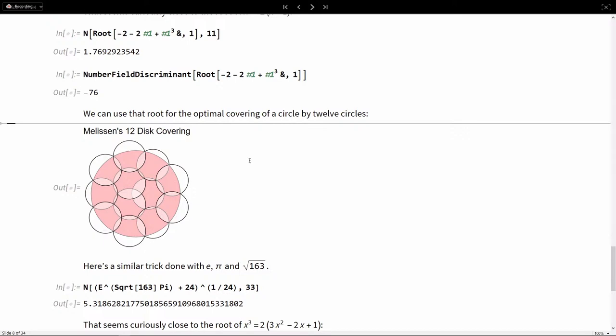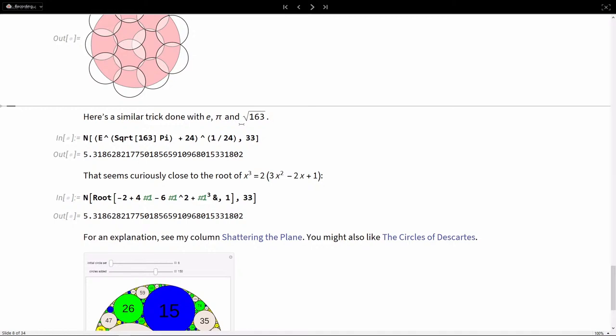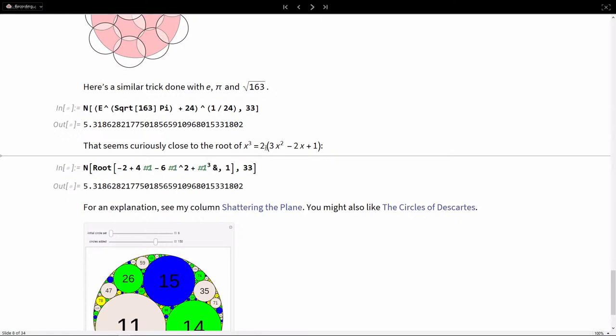Here's a similar trick with e to the pi times the square root of 163, which I'm sure many of you have seen. If you add 24 and take the 24th root, you get this value. And if you take a look at x cubed equals 2 times 3x squared minus 2x plus 1, you get the same value to 33 places. This is in the field of modular forms. This particular polynomial is highly related to this particular value in J space.